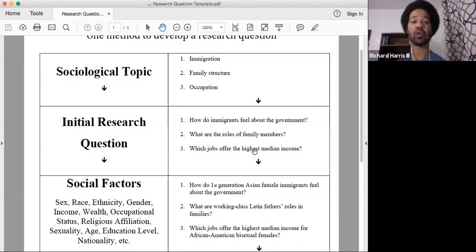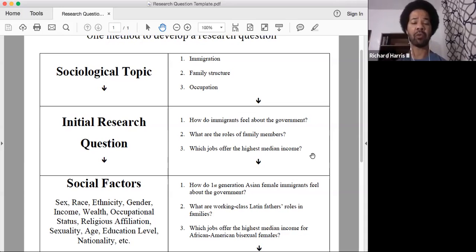The first initial research question becomes, how do immigrants feel about the government? That's perfectly fine. The second question becomes, what are the roles of family members? That's completely fine as well. The third question becomes, which jobs offer the highest median income? As of now, each one of these questions is extremely generic and vague.